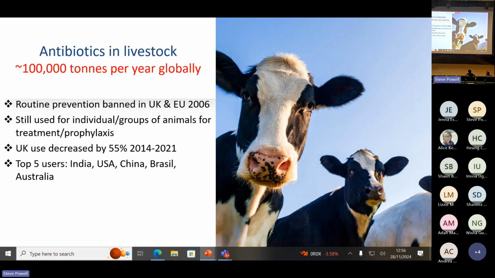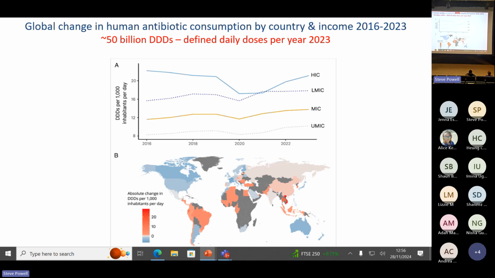But it's still utilised at individual and sometimes in a smaller group level. And we have seen decreases in UK agricultural use. It isn't just livestock, but it's also used in the growing of plants as well. But we've still got some very high use of antimicrobials in agriculture across the world, led by India, USA, China, Brazil, Australia. And we can pick out there, it isn't just the people we like to berate for behaving badly and doing bad things. You know, the USA and Australia are sitting there very nicely as top 5 users in this situation.